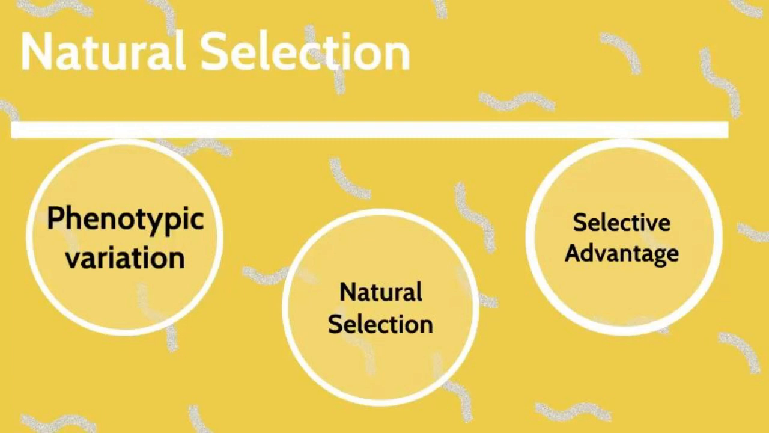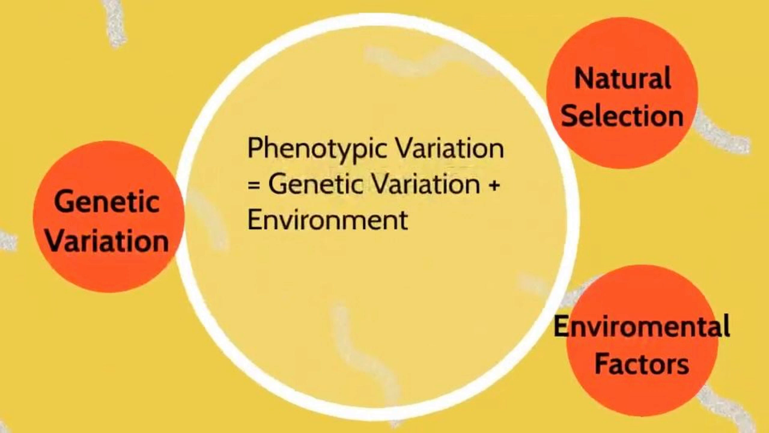Starting with, let's remind ourselves of what a phenotypic variation is. This is the observable characteristics of an organism. That's its phenotype, so the things that we can see. And phenotypic variation is the difference in the phenotype between organisms of the same species. So, for example, how different do the human race look from one another?